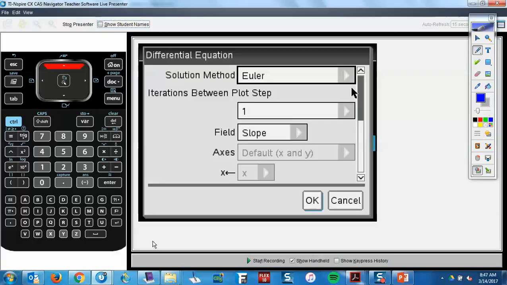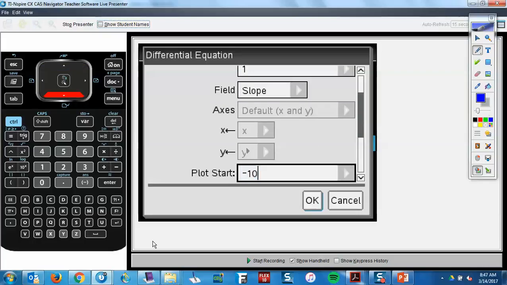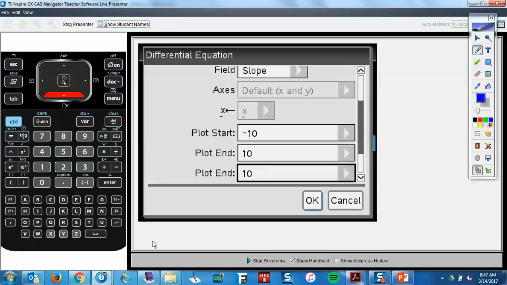So those 3 little dots, everybody got that? Everybody got this up on the screen right here? Okay, because you're going to have to be able to do this on the quiz. Okay, so Euler is what you want that to say. Does everybody say that? Emily, did you say that? Okay, we want it to say, and then 1 is fine, and then slope, keep arrow down, okay, keep arrow down, okay. Plot start, plot end, we don't need those to change. Okay, the plot step here, okay, it says 0.1.